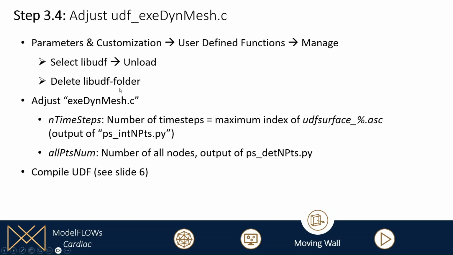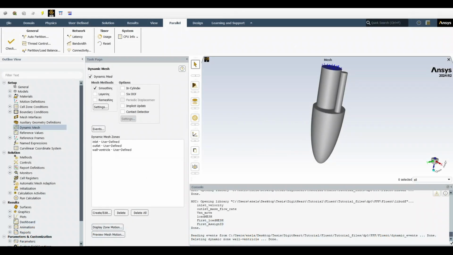Finally, with the values that we extract from here, such as the number of time steps or the number of all nodes that we extract from each script, we will modify the UDF X dynamic mesh. Then we're going to unload the library again and compile, as we have done in slide 6, we're going to compile the UDFs again. So well, let's go to Fluent again, and we can start doing this.